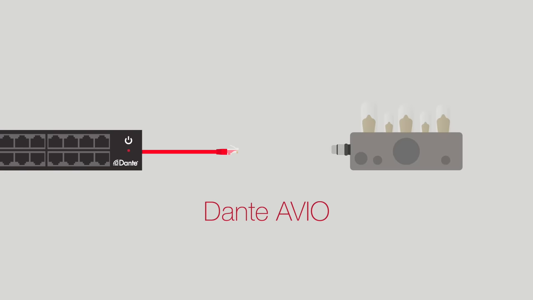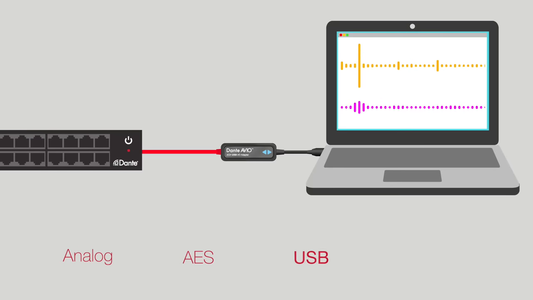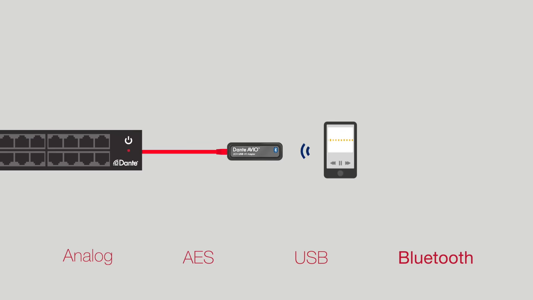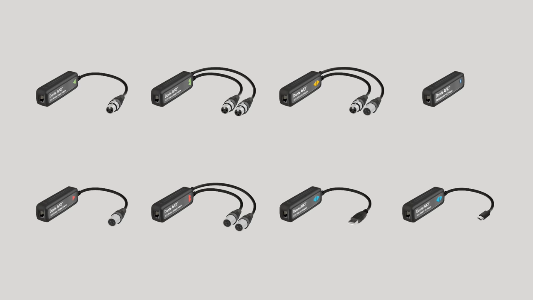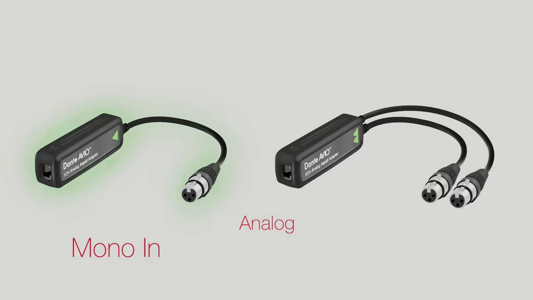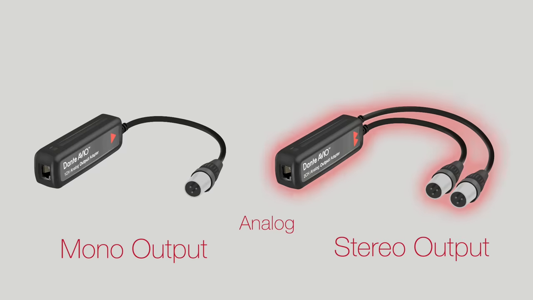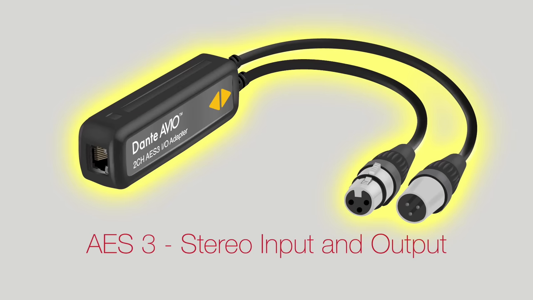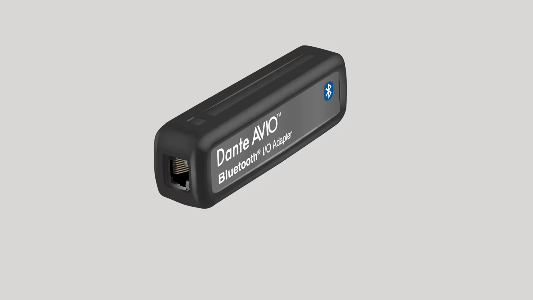Dante AVIO adapters let you connect analog, AES, USB, and Bluetooth audio to your Dante network in a snap. With 8 models to choose from, we've got everything covered. Mono or stereo input. Mono or stereo output. AES3 digital audio. USB-A, USB-C, and Bluetooth.